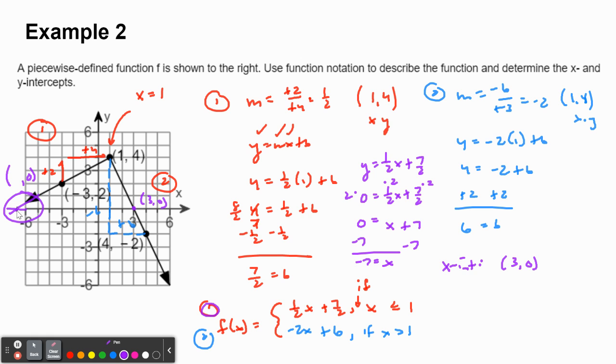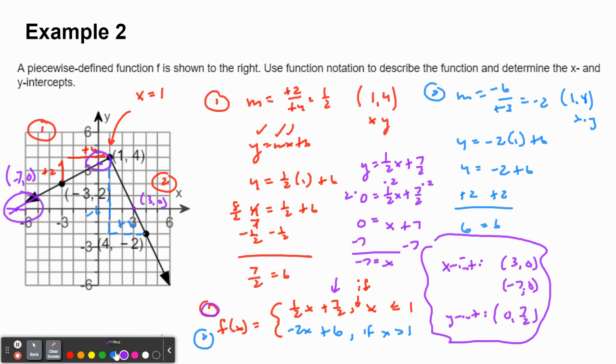So this x-intercept is actually -7, 0. Okay? And that's going to go here. Okay, and then to find my y-intercept, I believe it's right here, right? That's on the first graph, so it's the y-intercept of your first graph, which is right there at 7/2. So your y-intercept is 0, 7/2, and there's your intercepts. So we have our function down here, our piecewise function, and then we have our intercepts.